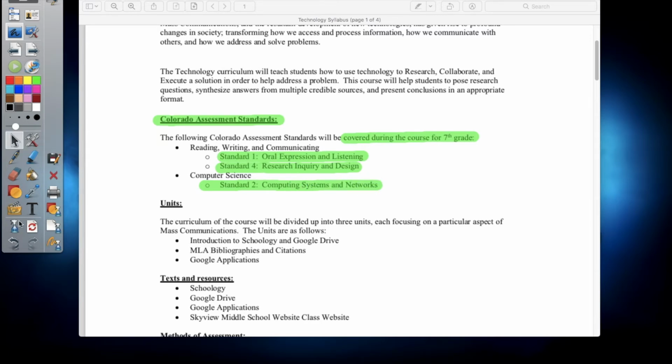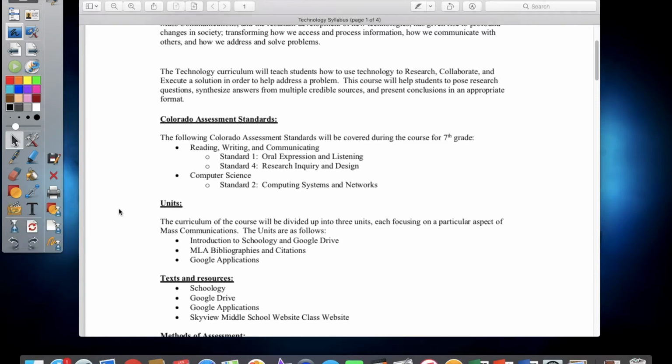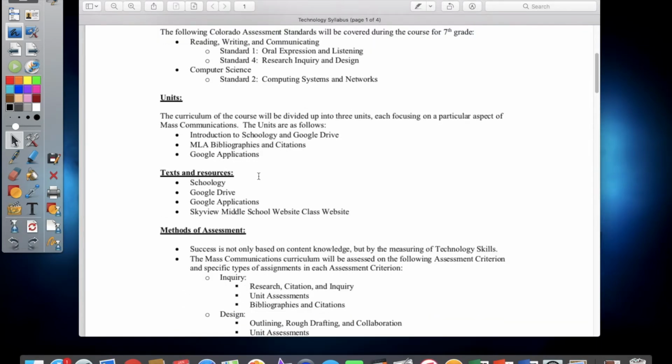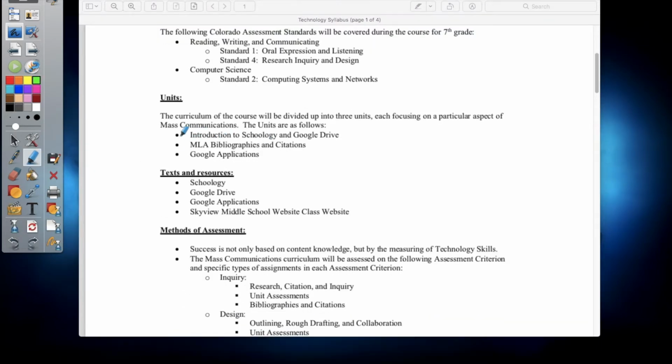Now, as we go through the course of the quarter, we'll be looking primarily at three things. First of all, we'll show you guys how to use Schoology as well as Google Drive. As you guys are aware, especially now during remote learning, these are extremely important. We'll be talking about how to do MLA bibliographies and citations, and how to use Google applications as well. For the most part, though, we'll be using mainly Schoology for you guys to do your education on, a lot of Google Drive and Google applications for you to work on, and in some cases, the class website if you need it.